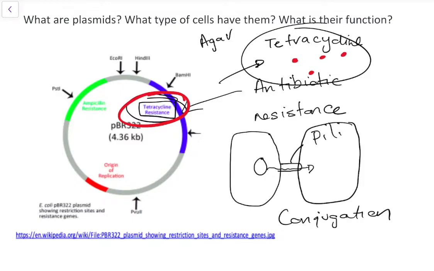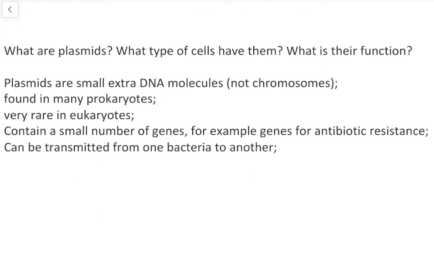But mainly these are in wild bacteria, and they develop genes for resistance, and then they can quickly spread into other bacteria. So these genes for resistance to antibiotics can spread. So a plasmid is a small circle of DNA which may have genes for things like antibiotic resistance. Here's the summary. Plasmids are small extra DNA molecules, and they are circles, so we can draw them as small circles inside bacterial cells.